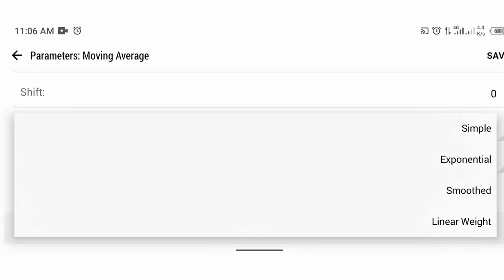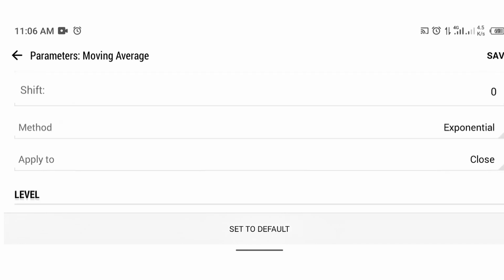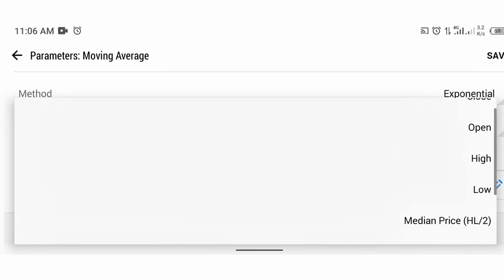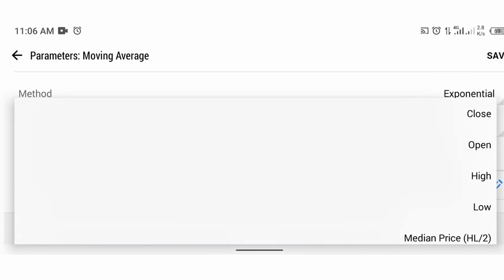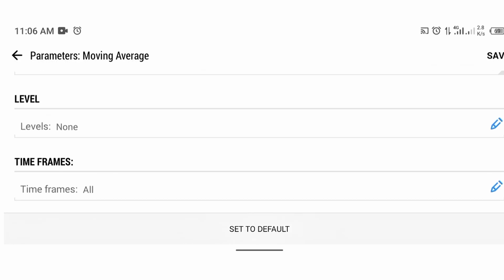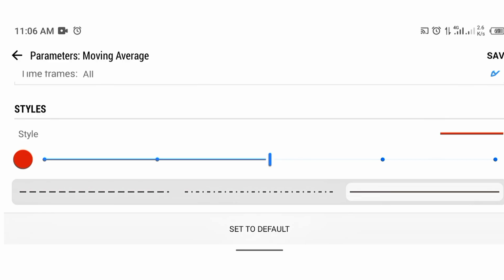When it's time to choose between all these different types of moving average, click on exponential. You see here we have the simple, we have the exponential, we have the smooth, we have the linear weight. So for this strategy, make sure you click on the exponential moving average. When they say apply it to, you should apply it to close. You can apply it to a lot of things here, high, open, low, but apply it to close. With that done, leave every other thing the way it is. Make the color red so that you can understand it and flow with this strategy, and bring the size to this point. All right.